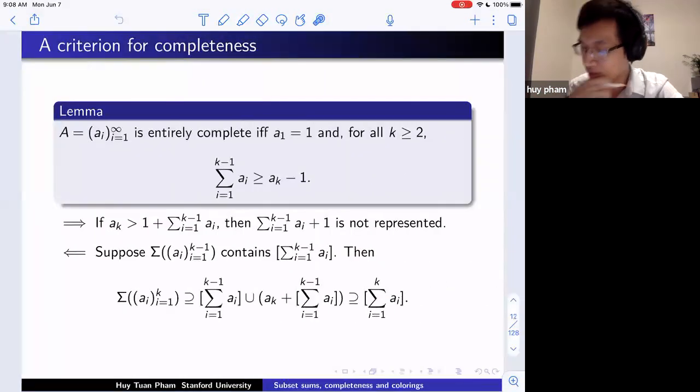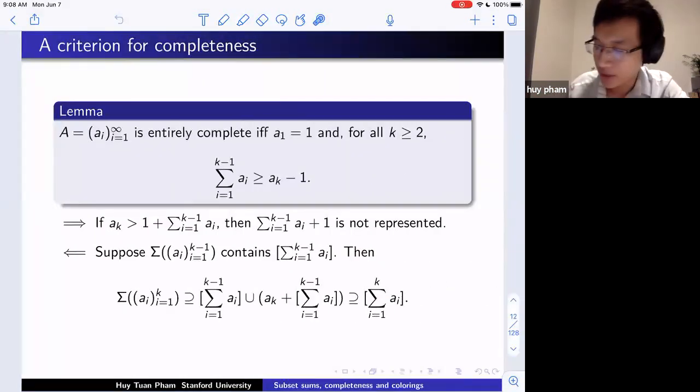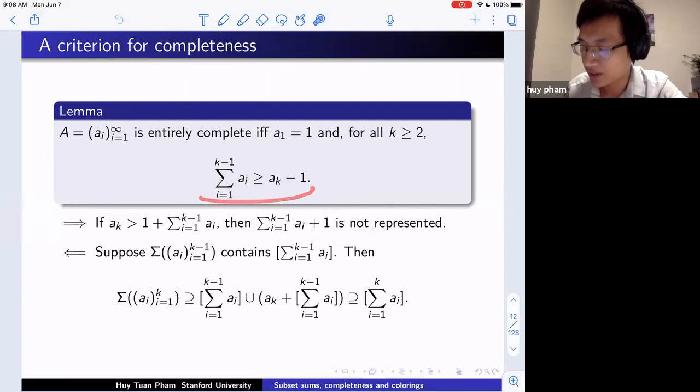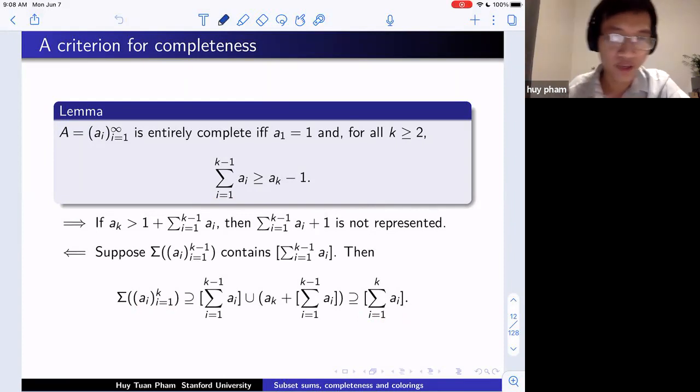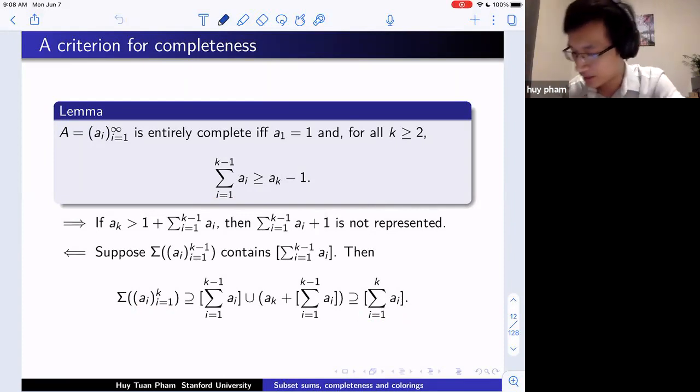In the other direction, we can use induction to show that once this condition is satisfied, then the set of subset sums of the first k terms in the sequence always contains the interval from 1 to the sum of the first k terms in the sequence. This is very simple, but it's also a useful idea that we will encounter several times later in the talk. So let me quickly go over it.